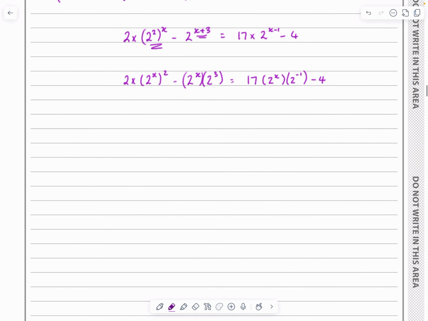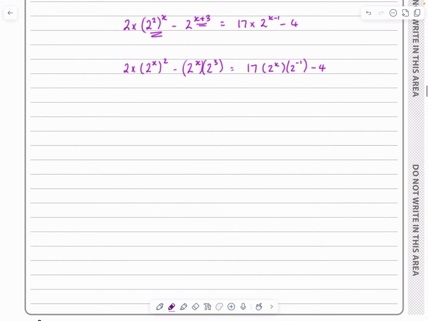If that's too much for you, just jump down to the second part and have a go at doing the second part. You don't need to get every mark of every question. But once you have got it written down like this, then my whole idea of getting everything in terms of 2 to the x is I can now replace 2 to the x with p. That's what they asked me to do in the question.